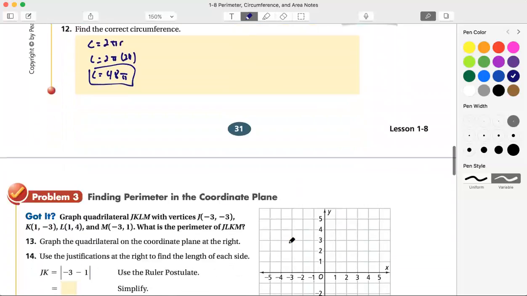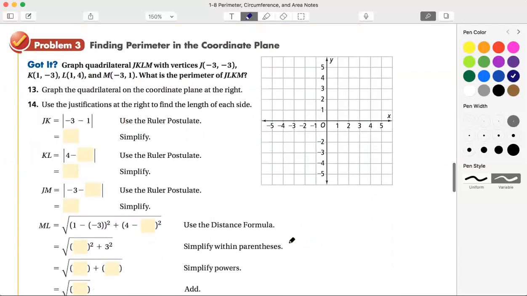Okay. So let's find the perimeter in the coordinate plane. The first thing we're going to do in this problem is graph a quadrilateral with vertices at -3, -3. So let's plot the point. 1, -3. Let's plot that point. 1, 4. Let's plot that point. And -3, 1. Let's plot that point. So we're going to connect the dots. All right, and here is the perimeter.